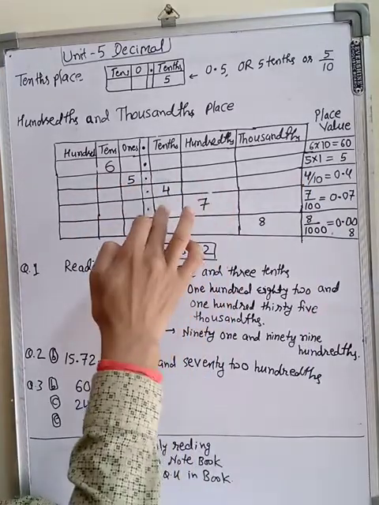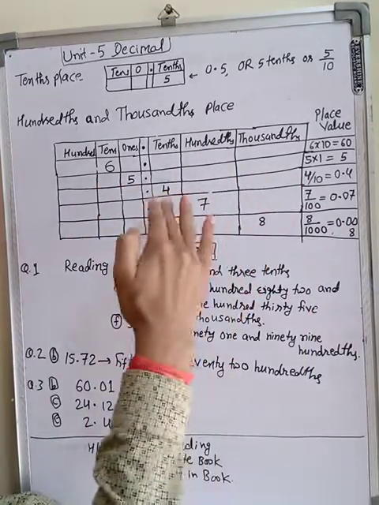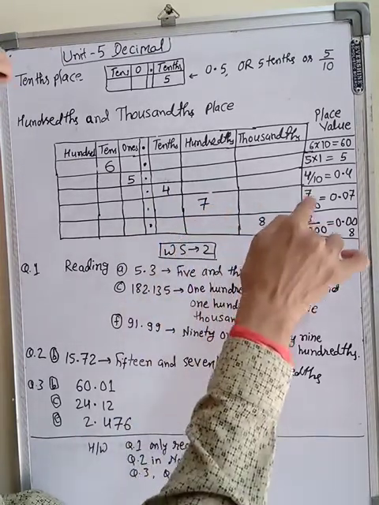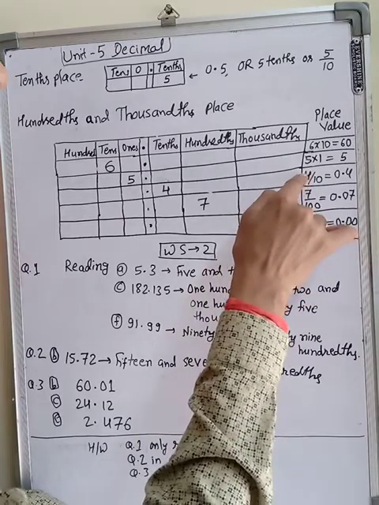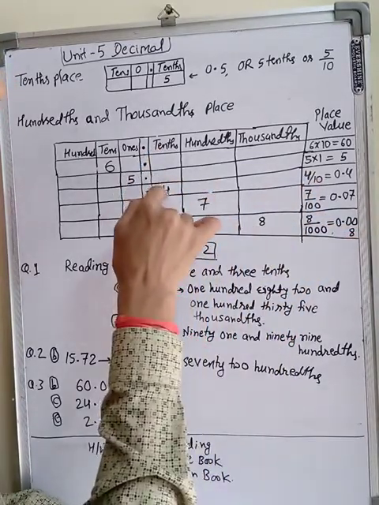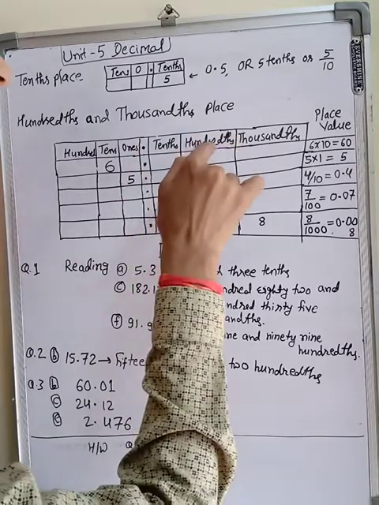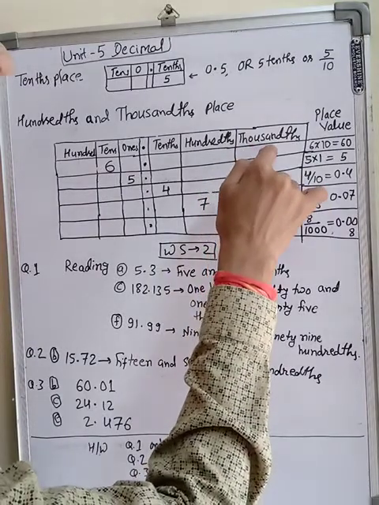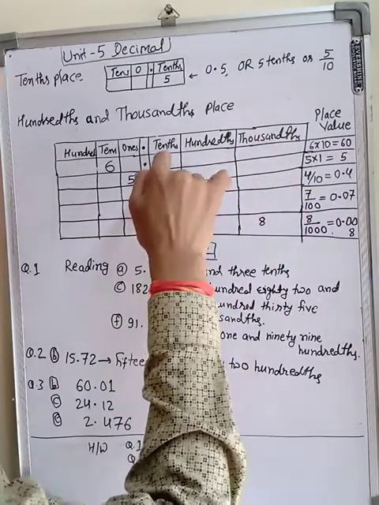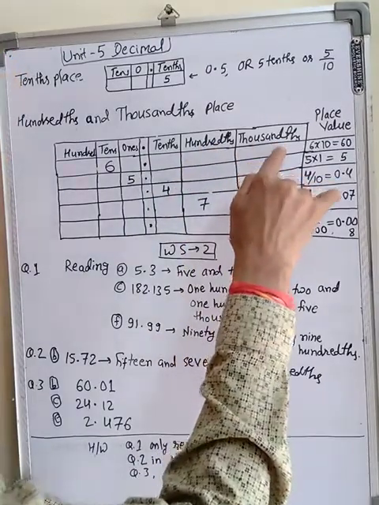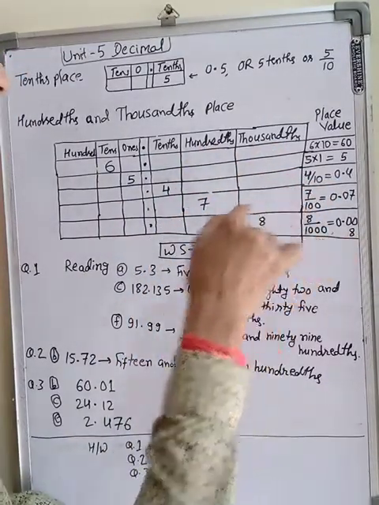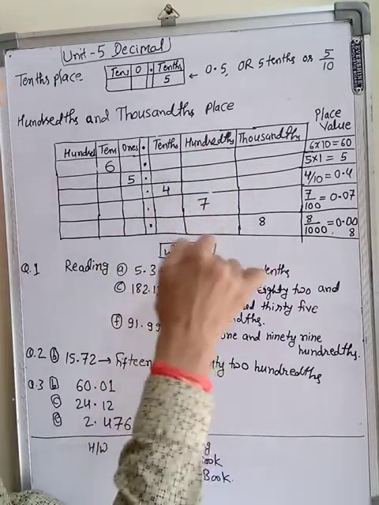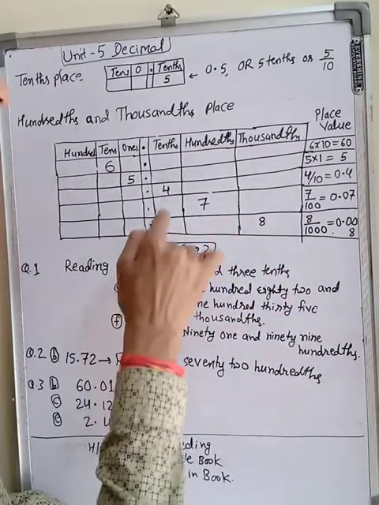Now if we jump one more place to the right-hand side, what will this value be? This value will be 7 upon 100. See here, it is 4 upon 10 because it's in the tenths place. The next place is called the hundredths place. And one more jump, this place will be called the thousandths place. So tenths place, hundredths place, thousandths place. This value will be 7 upon 100 because this is in the hundredths place. That is 2 places after the decimal. When it is 3 places after the decimal, 1, 2, 3.